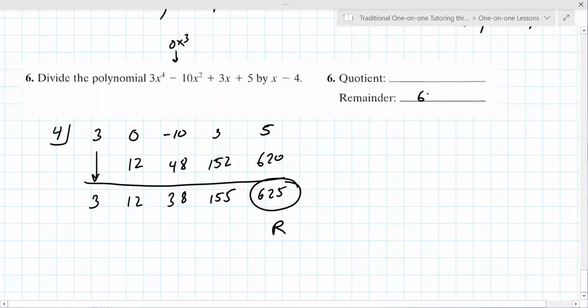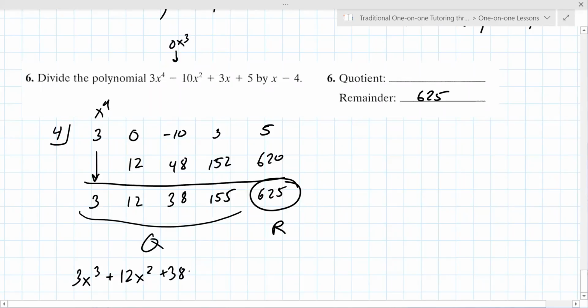Your quotient is this stuff. And remember, it goes down by 1. So this is x to the 4th. This is now 3x cubed plus 12x squared plus 38x plus 155.